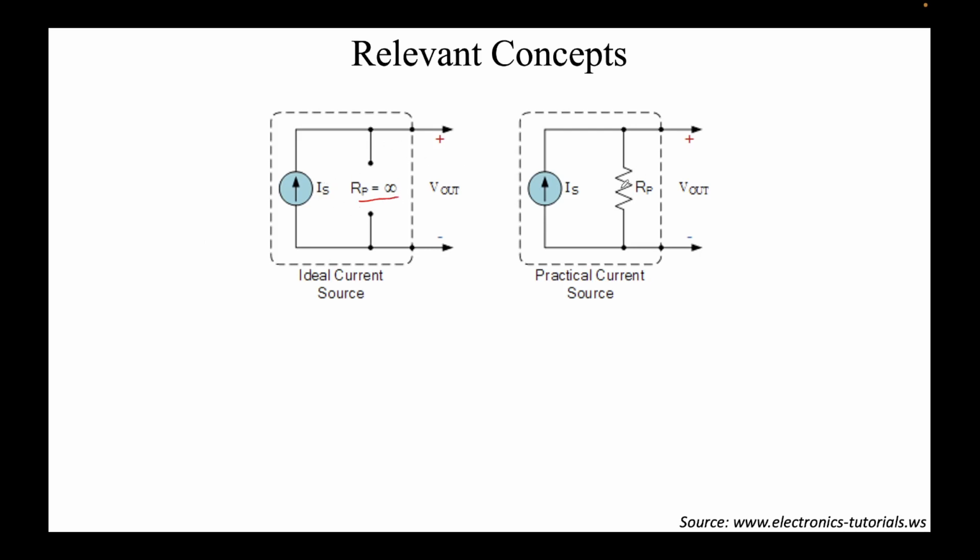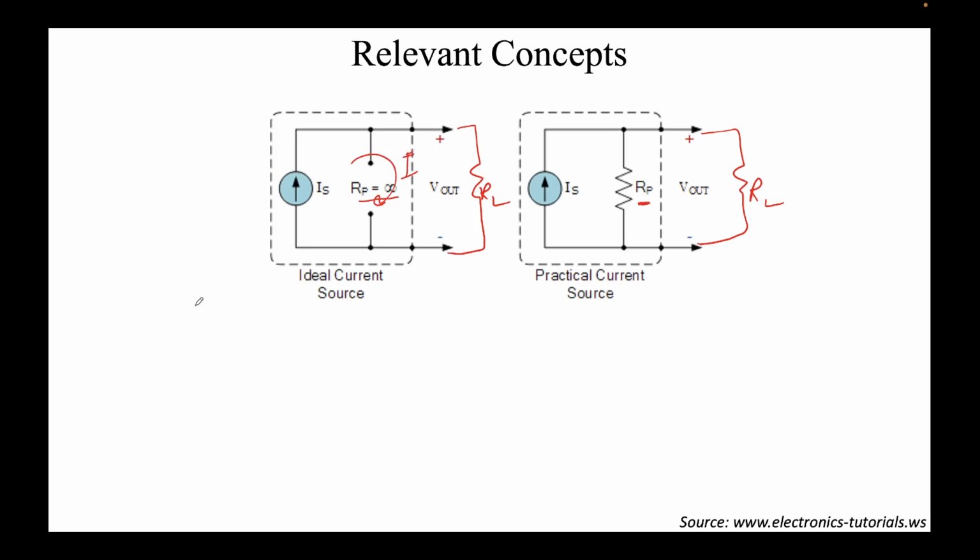On the other hand, in a practical current source we have a shunt internal resistance which is non-zero and non-infinite. Again we'll do the same thing, that we'll assume that this current source is being used to drive a load resistance RL. In both the cases we'll assume that the load resistance is the same. Again, assuming that a current I is flowing through the circuit, we'll write the KVL expressions.